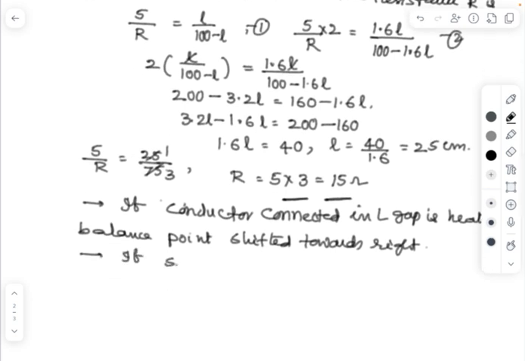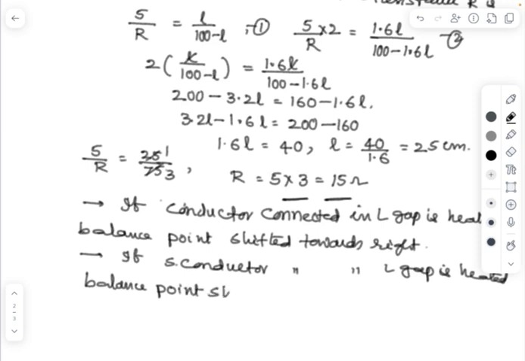If a semiconductor connected in the left gap is heated, the balance point shifts towards left, because alpha is negative. Here alpha is positive.